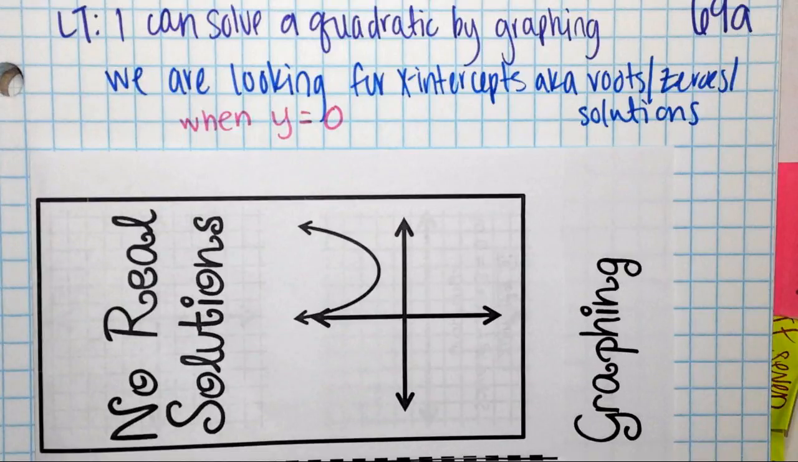Now we can have 3 different types of solutions. We can have 2 solutions, 1 solution, or no solution, and we're going to talk about what the equation looks like for each of those and how to solve them. Super exciting.